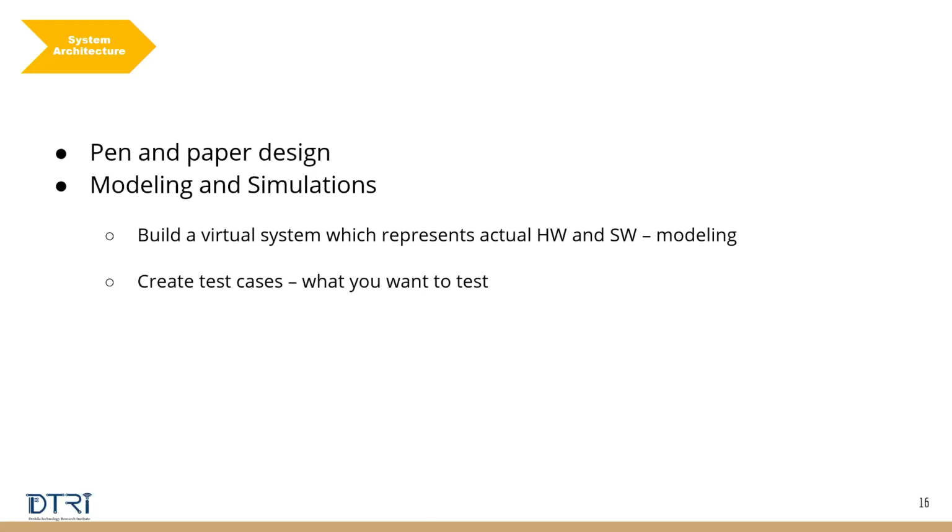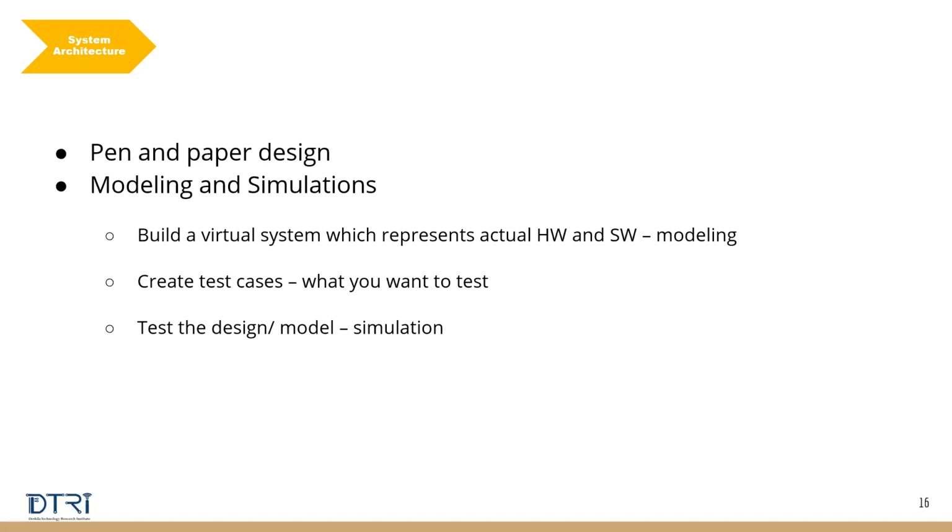Once you've done the modeling, you create some test cases. You are saying, okay, this is my model, this is my system architecture, I have modeled it in a certain way. Now I want to test it. I want to know whether my system works, because it was only on pen and paper. So I create some test cases. Once the test cases are created, we test the design or we test the model. This is called a simulation.